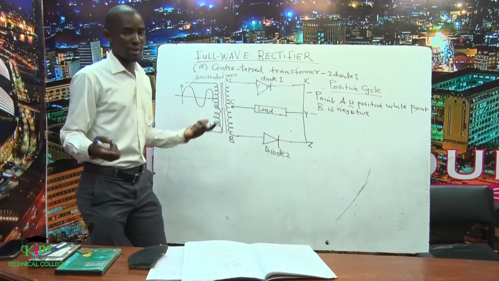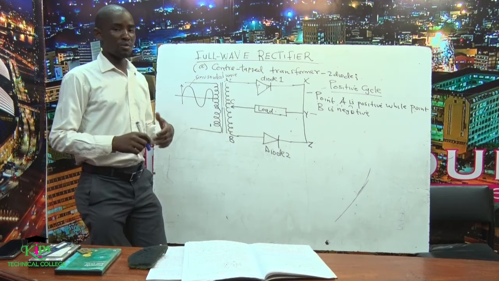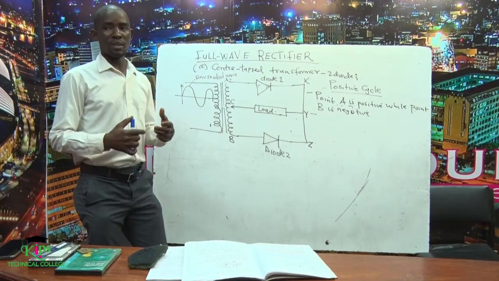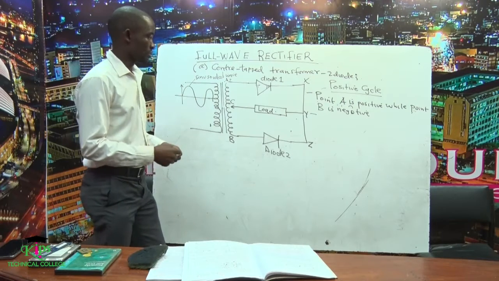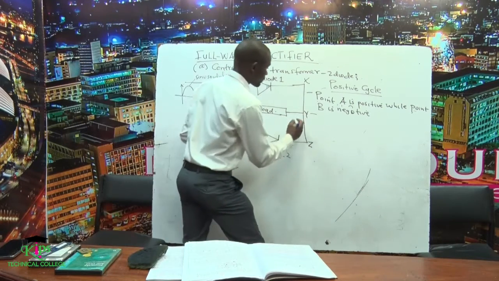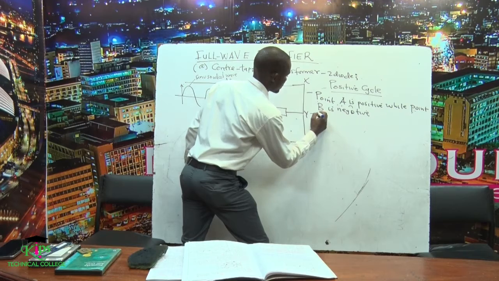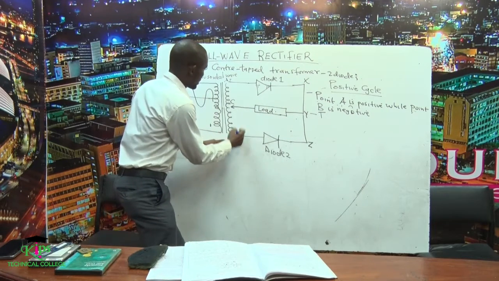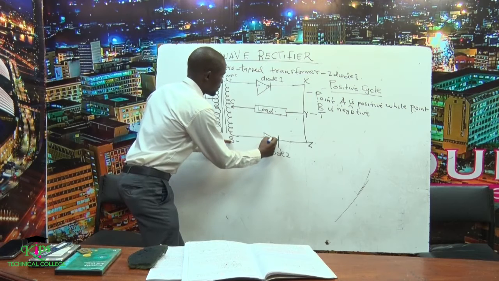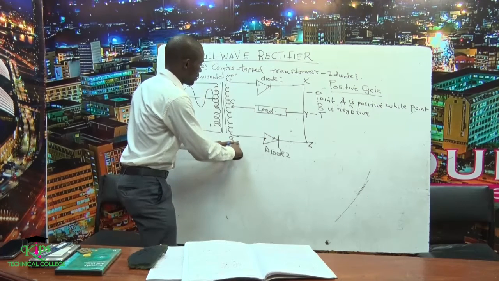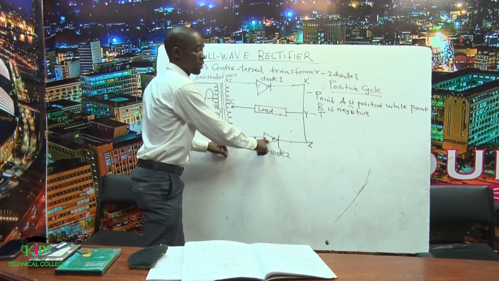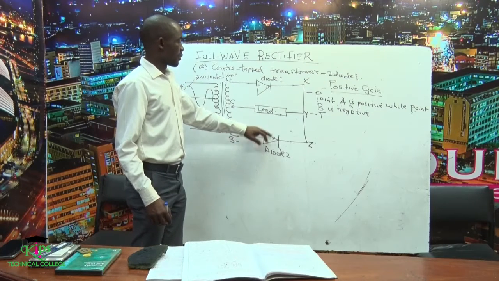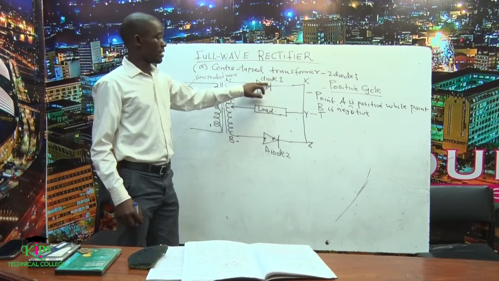Remember, when we were talking about biasing, a diode is only able to conduct during forward biasing condition, but it will not conduct during reverse bias condition. So before I write, we can also check. We have said this negative, this positive. It means this is P and this is N. So the negative point is connected to P. That leads us to conclude that this diode is reverse biased, whereas this one is forward biased.